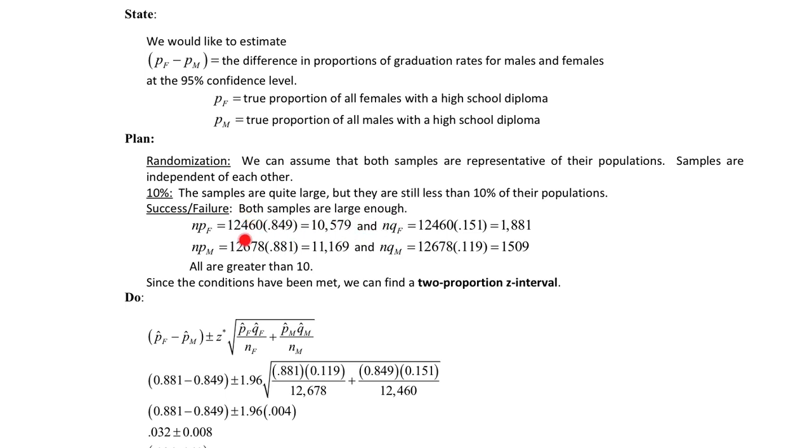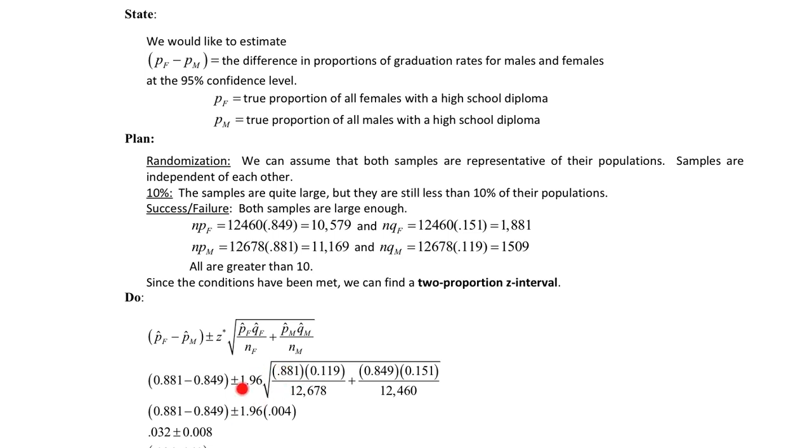Both samples are definitely large enough, but even though it's obvious they are large enough, you still have to show it. All are greater than 10. Okay, so you can just put that. Since the conditions are met, we can find a two proportion Z interval. All right, now they're showing this on the calculator, but you actually don't have to. What you do need to do is show what Z star you're using. This is more for the free response.